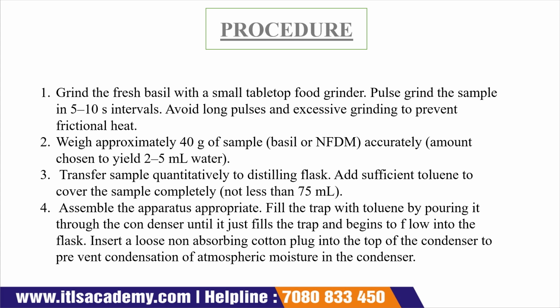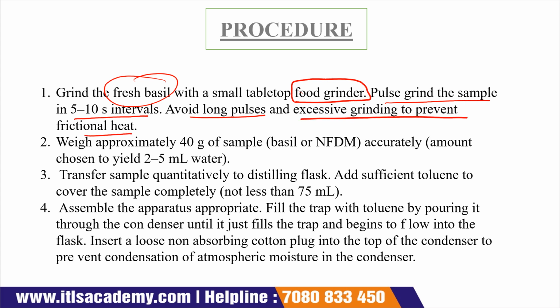So first of all, we have to grind this fresh basil. For this purpose, we use a food grinder for the crushing of the fresh basil. Now pulse grind the sample in 5 to 10 second intervals. Avoid long pulses and excessive grinding to prevent frictional heat. After that we have to take the weight of the sample, and the weight of the sample is around 40 gram. This weight should be accurate.